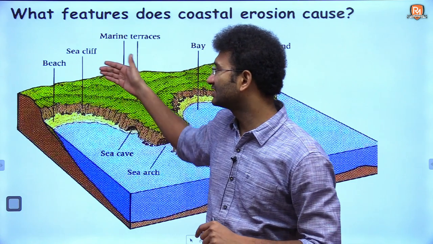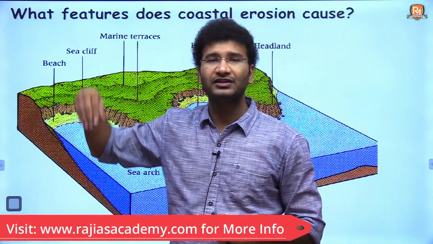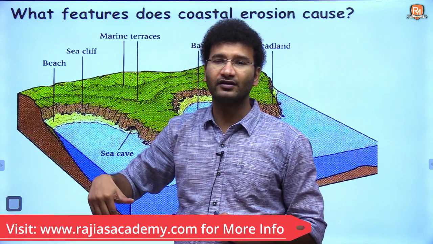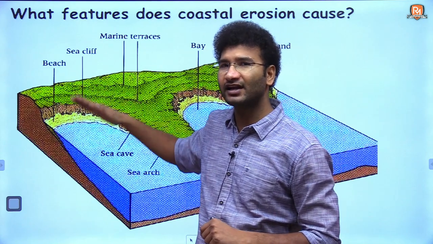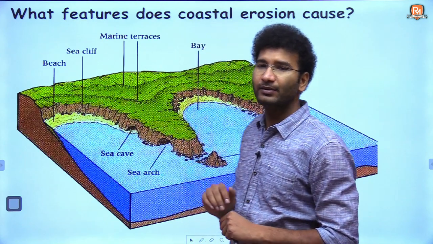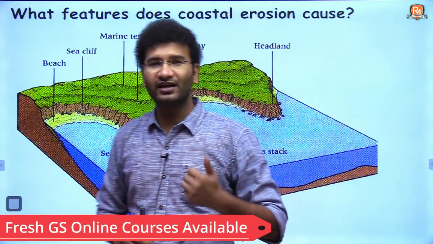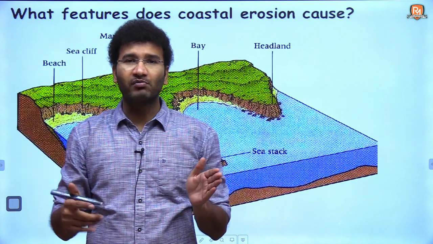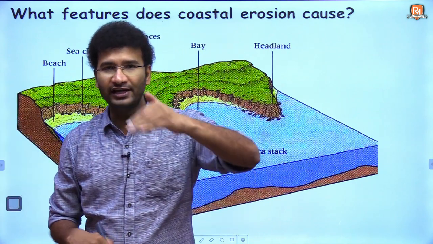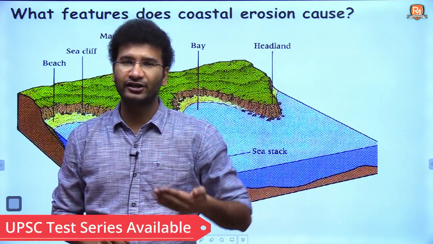Next comes your sea cliff. A sea cliff is nothing but a deep, steep area which is considered to be a cliff, right? And marine terraces: next to the coastal area, if you have terrace kind of structures, that is considered to be marine terraces. Now caves and arches are usually erosional features. Earlier there could have been a dome, and this dome has been eroded. Slowly the water has washed away the interiors of this dome, and it has converted into a cave.